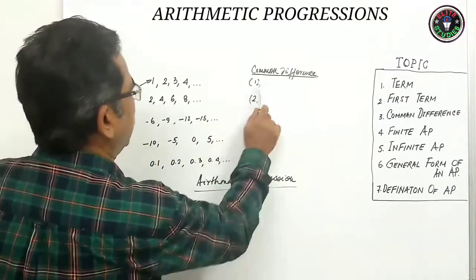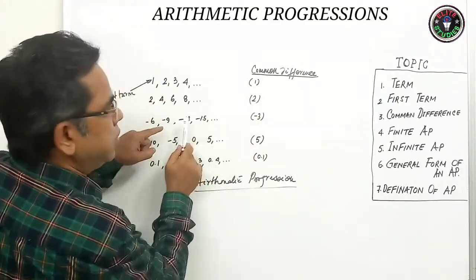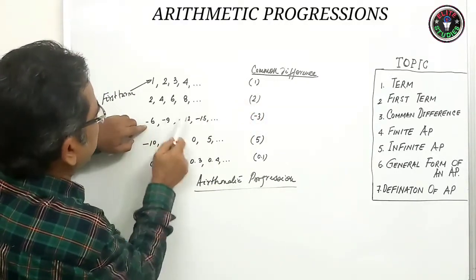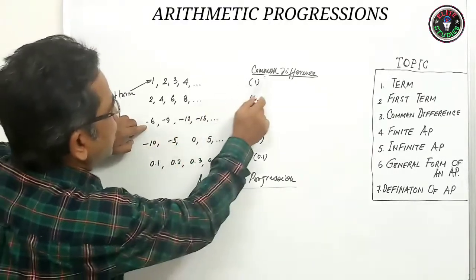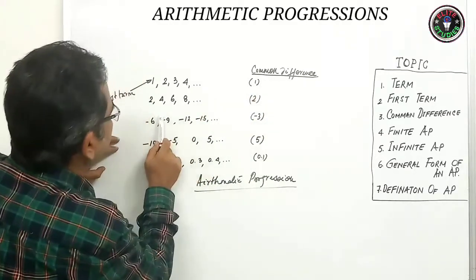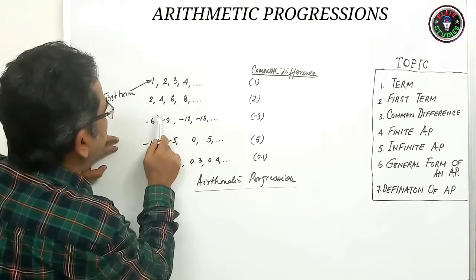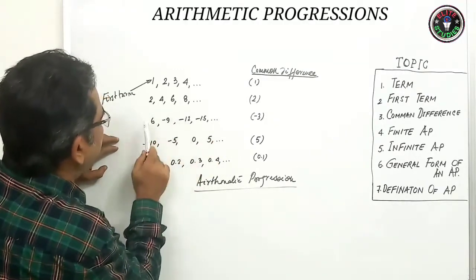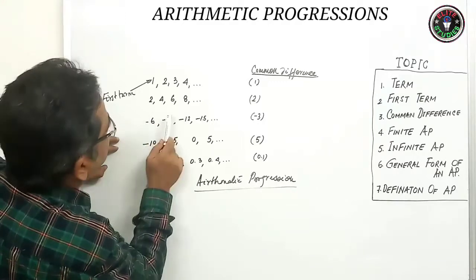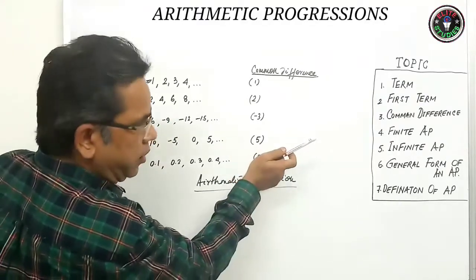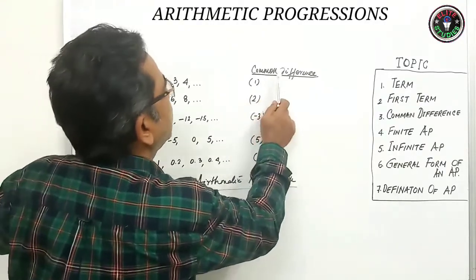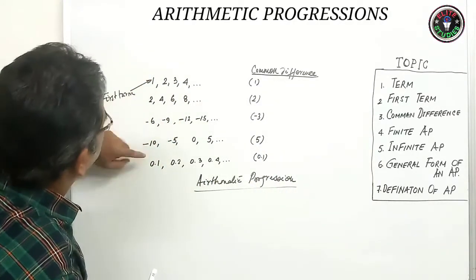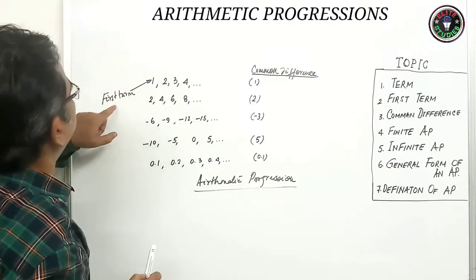So this fixed number that we are adding to get the successive terms, isn't it? You are adding 3 here, 3 here, this 3 is called the common difference. The number which we add to a term to get the next number is called the common difference.